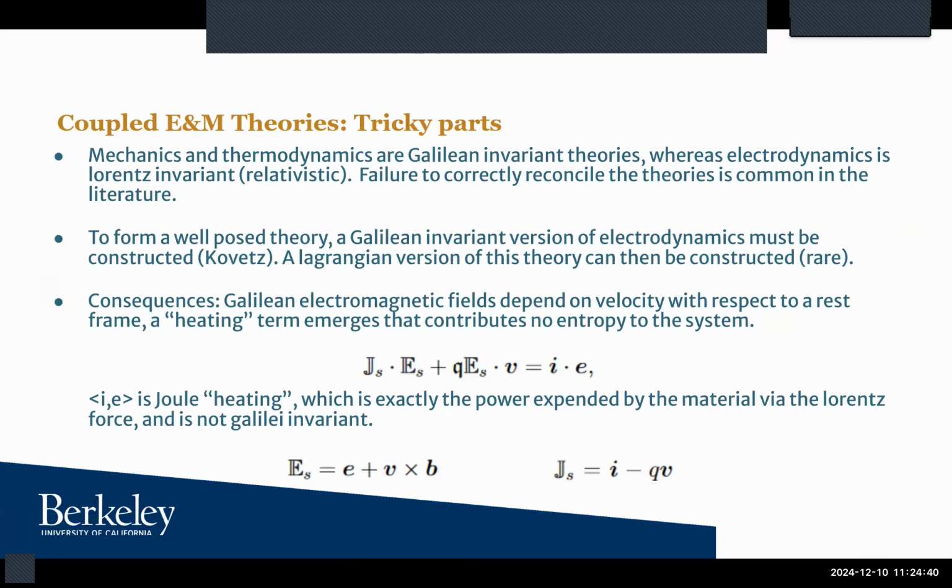Well, there's quite a few reasons. The first and foremost, maybe the most obvious, is that mechanics and thermodynamics are Galilean invariant. So if you rotate your frame of reference and you're moving at a constant speed, you should expect to see the same result if you're looking at a system. That is not the case for electrodynamics.